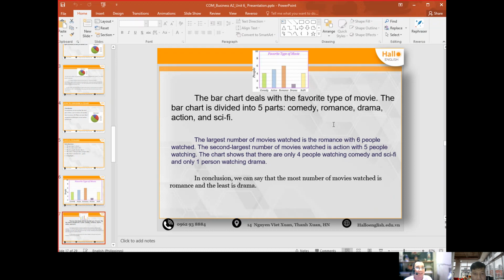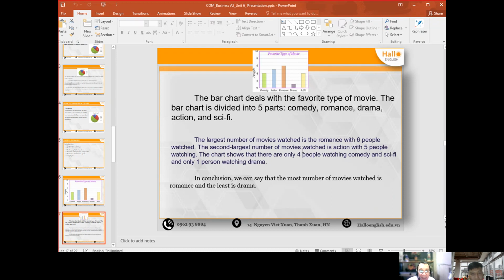Next, the bar chart is divided into five parts. Yes, divided into five parts: comedy, drama, romance, action, and sci-fi. And then in your report, in the body, so this one is the introduction.